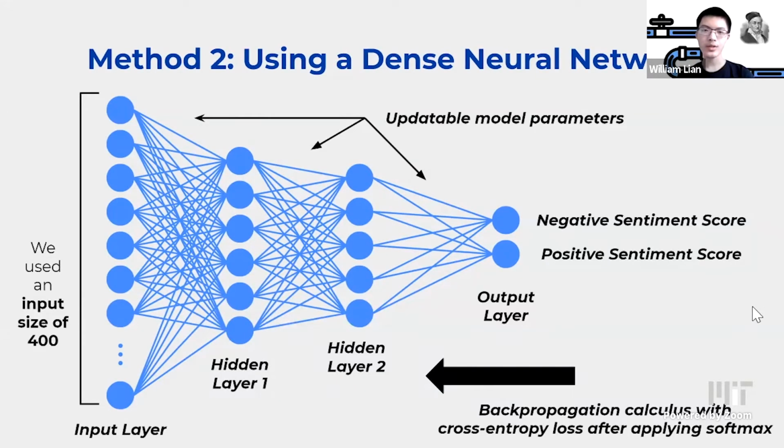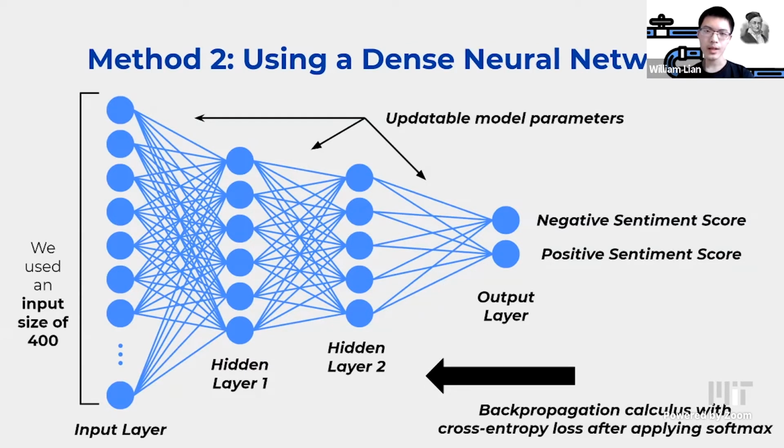Our second method was using a dense neural network. So as you can see, you have an input size of 400, which is the length of a TF-IDF vector for a particular song. And we feed that into the input layer, and it goes through 2 hidden layers. And in between the hidden layers are updatable model parameters. And lastly, there's an output layer, which includes 2 nodes, basically 2 outputs that represent the negative sentiment score and the positive sentiment score.